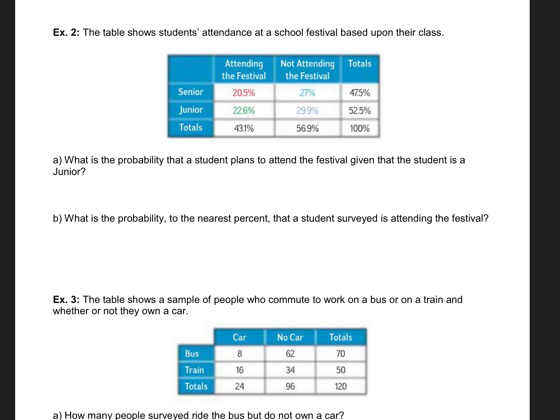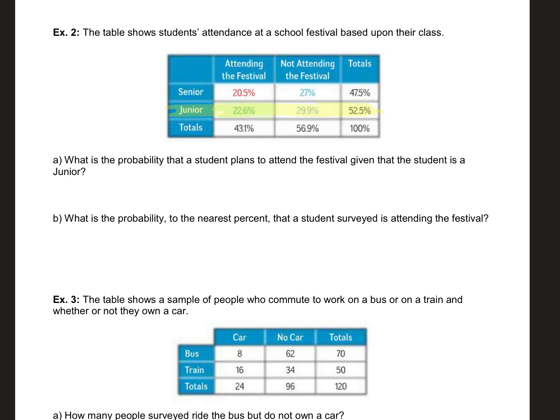This is the percentage attending the festival. This is our percentages not attending our festival. A says, what is the probability that a student plans to attend the festival given that that student is a junior? So they're asking us on this one to just focus in on our juniors, these guys right here that I'm highlighting in yellow. Specifically, they want us to focus in on the number of juniors that are attending the festival. So these guys in particular right here.